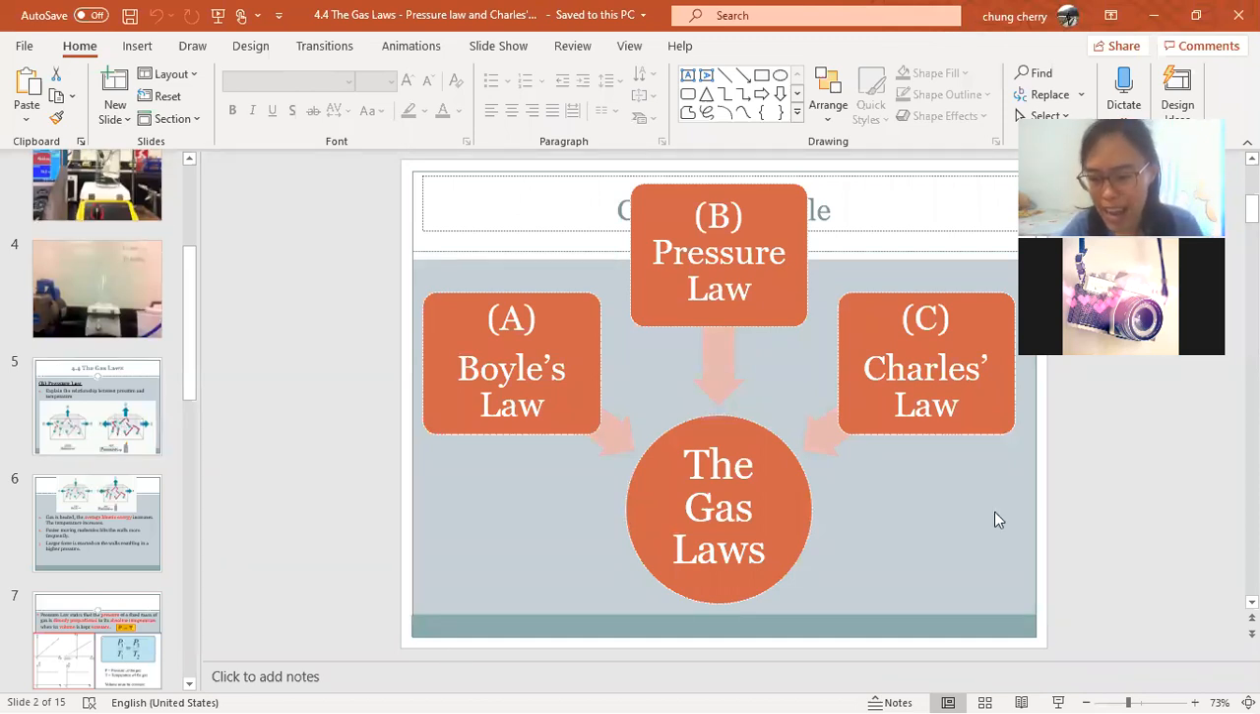Let's see. Temperature increases, heat energy increases, average kinetic energy increases, gas moves faster, collides more frequently. Very good. That is the correct explanation about pressure law. So if you want to talk about pressure law, you must talk about this whole thing. Any problem here?